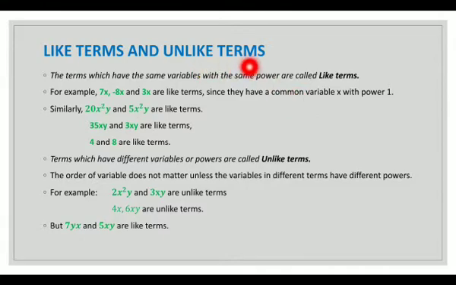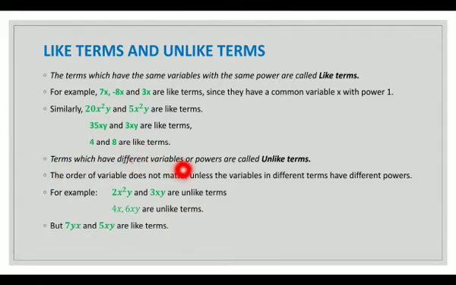Like terms and unlike terms. The terms which have the same variables with the same power are called like terms. For example, 7x, minus 8x and 3x are like terms since they have the common variable x with power 1. Similarly, 20x square y and 5x square y are like terms. The variables are the same and the power is also the same, so they are called like terms. 35xy and 3xy, again the variables are the same and the power is also the same, are like terms. 4 and 8 are like terms.